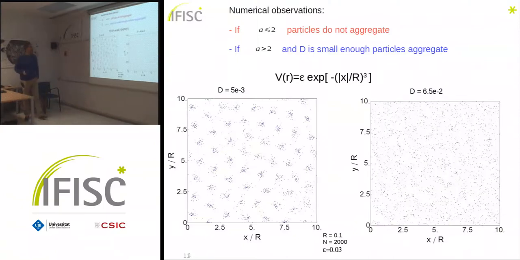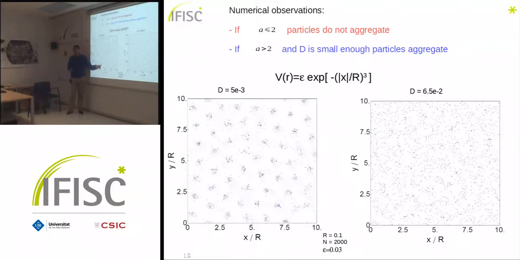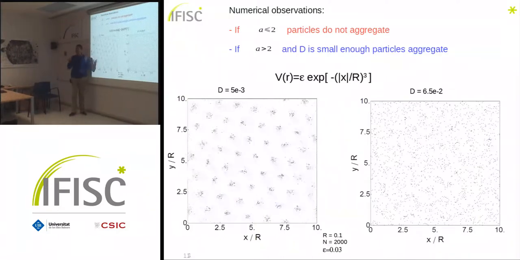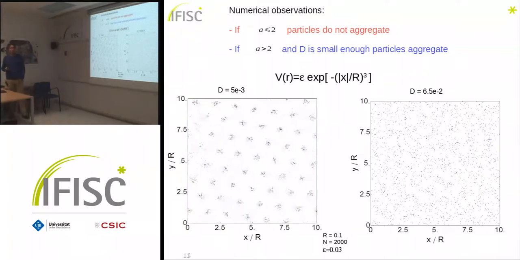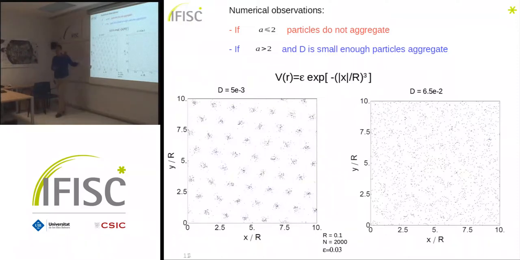But when you decrease diffusion, despite the particles all repelling, they clusterize. Here, the nice thing is that the particles are all the time repelling. There is no attraction. Okay? The periodic boundary condition. It's a bit counterintuitive, of course. I will try to explain why this happens, how this happens mathematically, and why physically it happens. Okay?